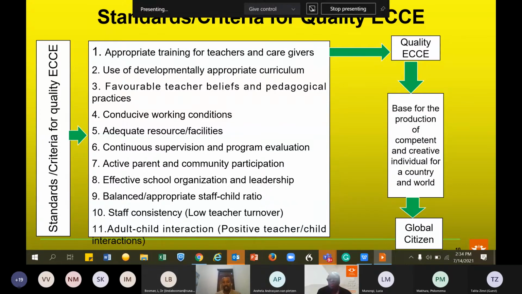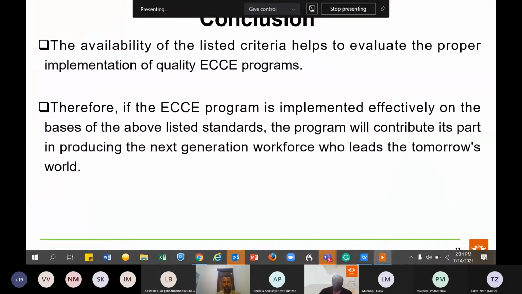And if there is quality ECCE, we can say it is a base for the production of competent and creative individuals for a country and for the world at large. So if the children are creative and competent, we will have a global citizen. That means it contributes in general to the world in a positive way.